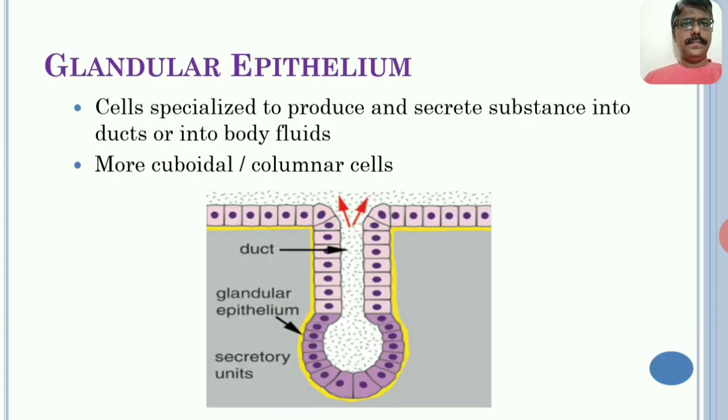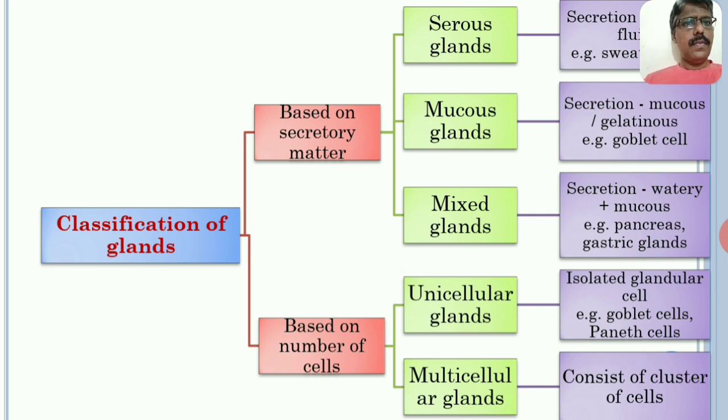Glandular epithelium. Cells are specialized to produce and secrete substances into ducts or into body fluids. They are mostly cuboidal and columnar cells. Classification of glands is based on secretory matter and on number of cells: serous glands, mucous glands and mixed glands, and on the basis of number of cells, unicellular glands and multicellular glands.